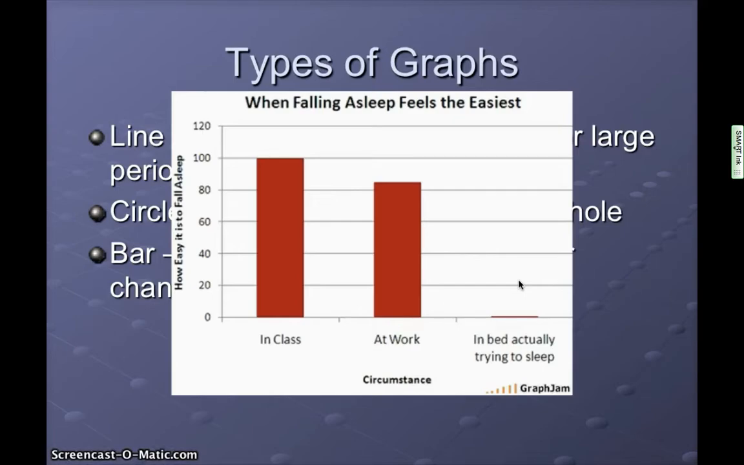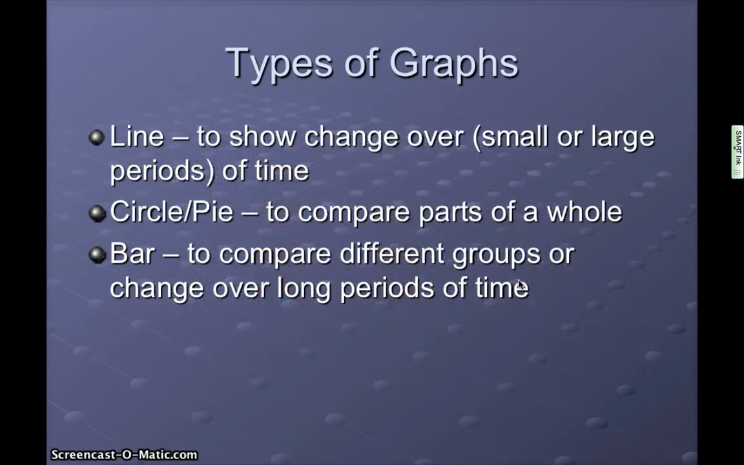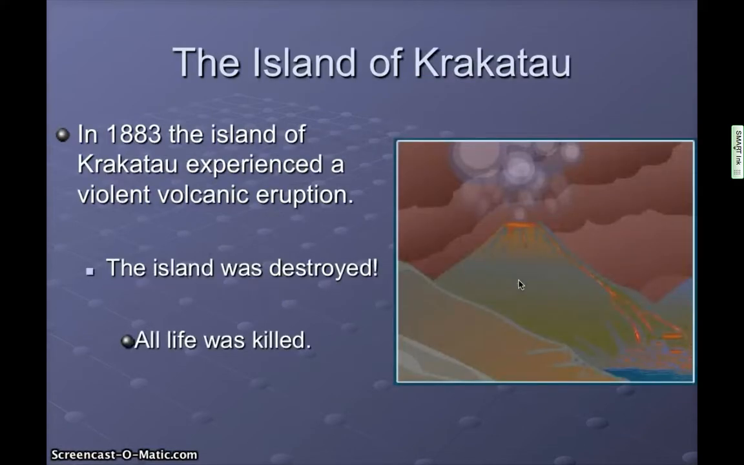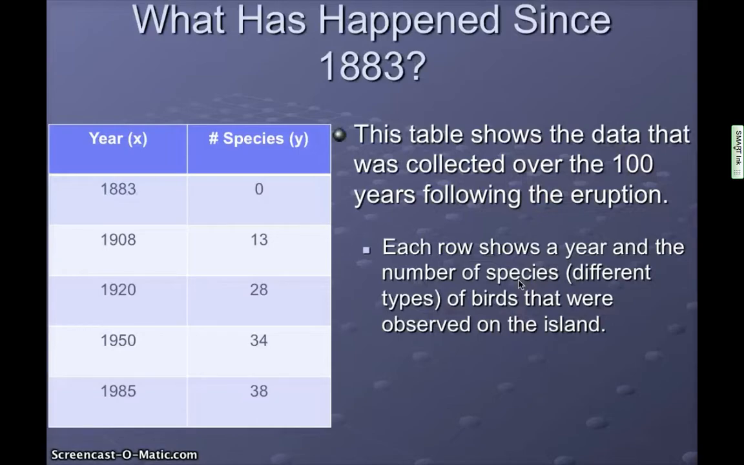Okay, now that we understand those, let's get into more details with a specific set of data. Back in the 1800s, there was an island called Krakatau, which experienced a violent volcanic eruption. Everything on the island was destroyed, so all of the living organisms were killed off. And then we started to track data of the number of species that were alive as time passed. After 1883, you'll notice that the number of species increases here. In 1908, there were 13, etc.